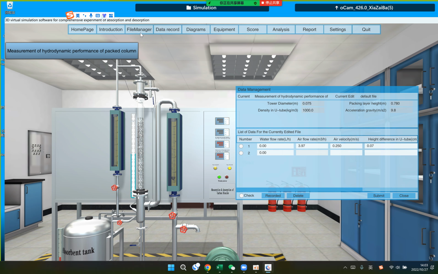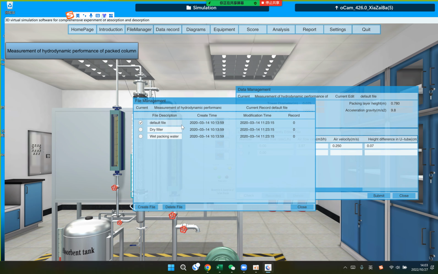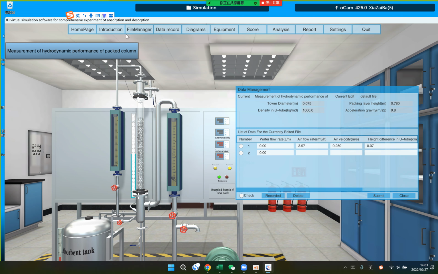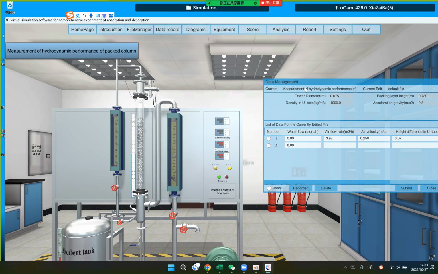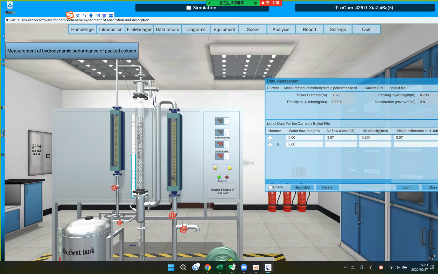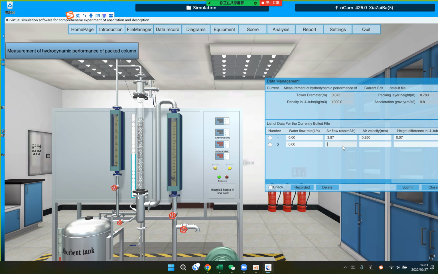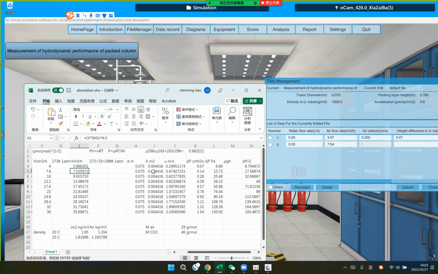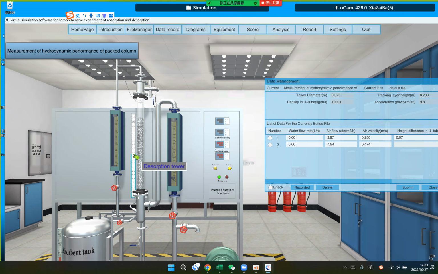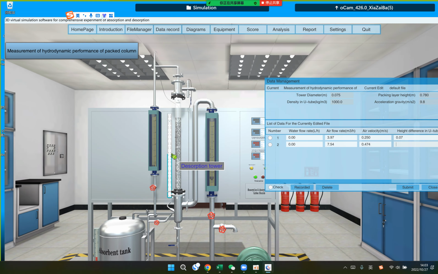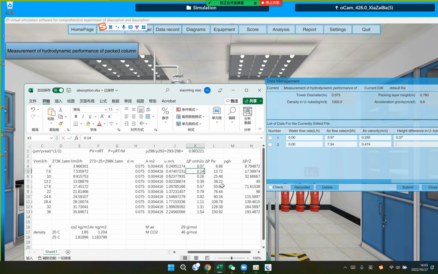The first one is 7, and the water flow rate is 0. The air flow rate here is 7.6, and the height here is 0.18. Okay.